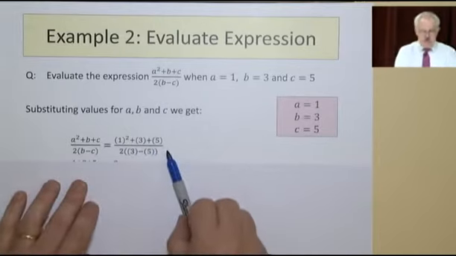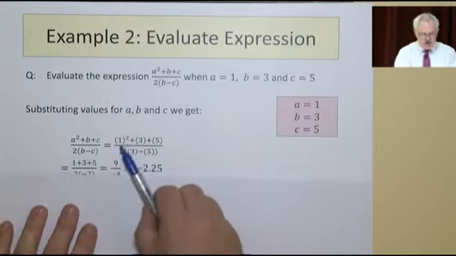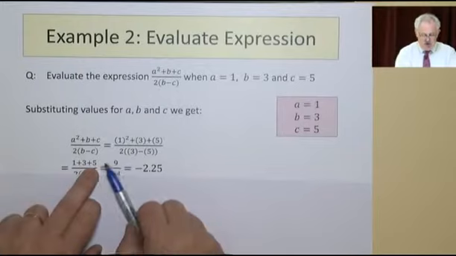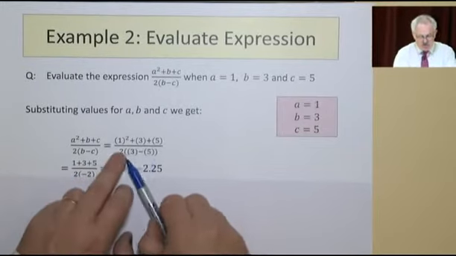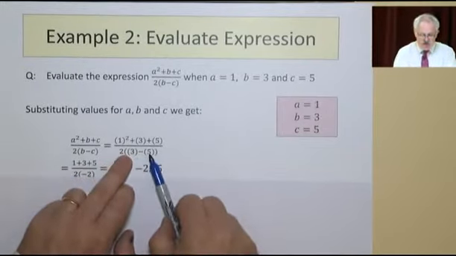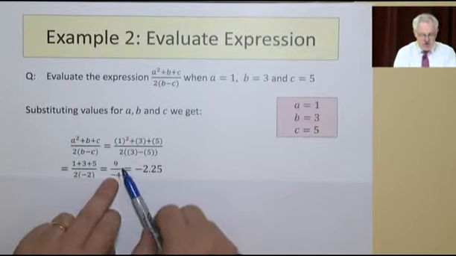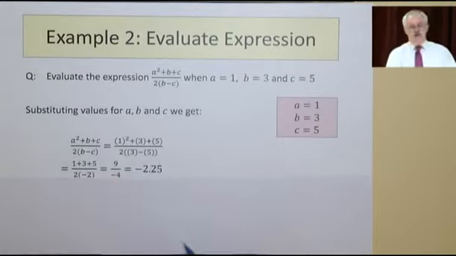Then I go through the steps one by one, and I say 1 squared is 1, 3 is 3, and 5 is 5. On the bottom, in the brackets first, the double brackets, 3 minus 5 is minus 2. Double that is minus 4. 9 over minus 4 is minus 2.25. And that's that one done.